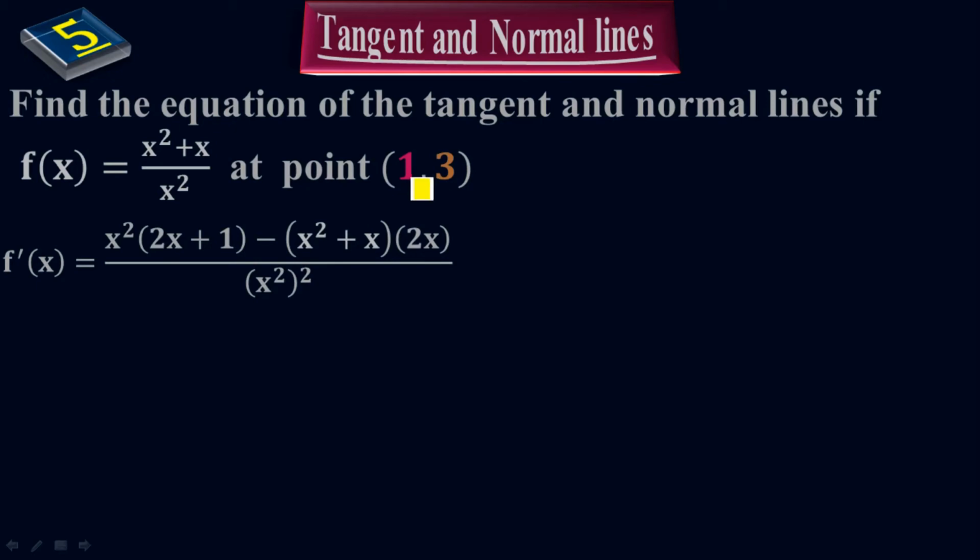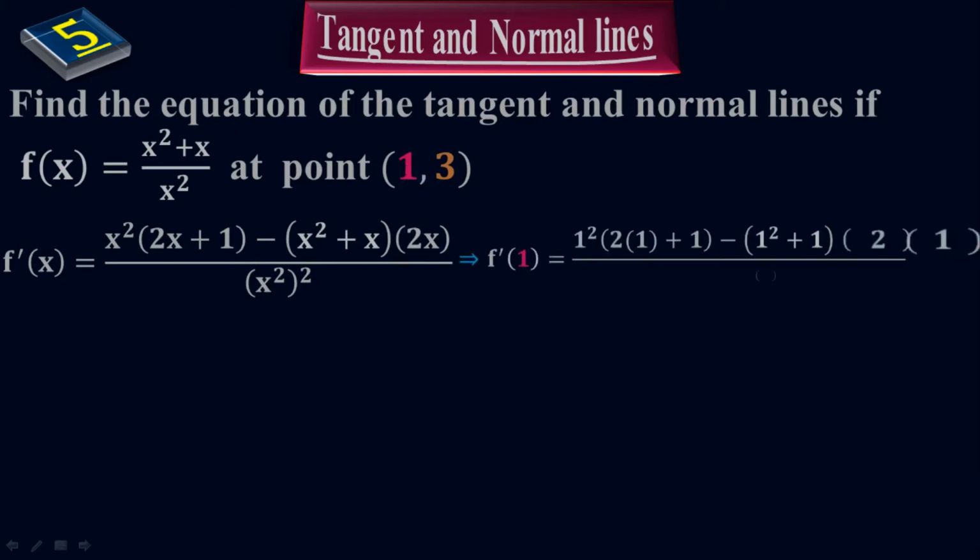Now to plug in the value of x here, just put the value of x. By plugging in the value of x, at the end I got negative 1. This negative 1 is the slope of the tangent line. Just plug in the value of x equals 1. Do the algebra, you will get negative 1. This negative 1 is the slope of the tangent line.